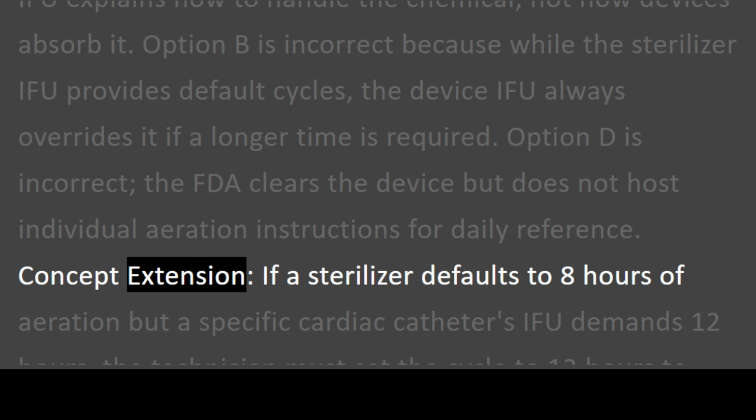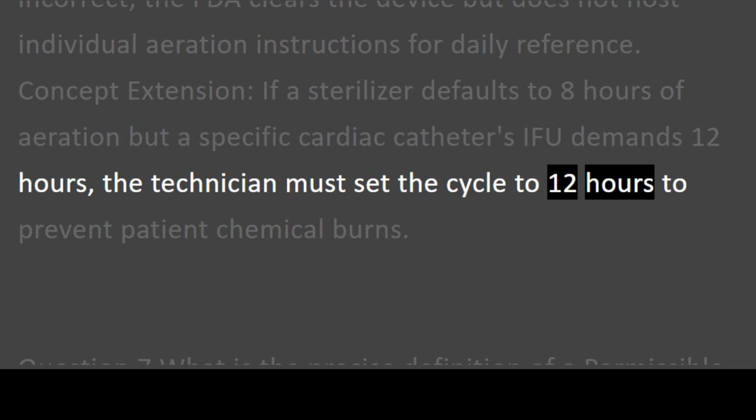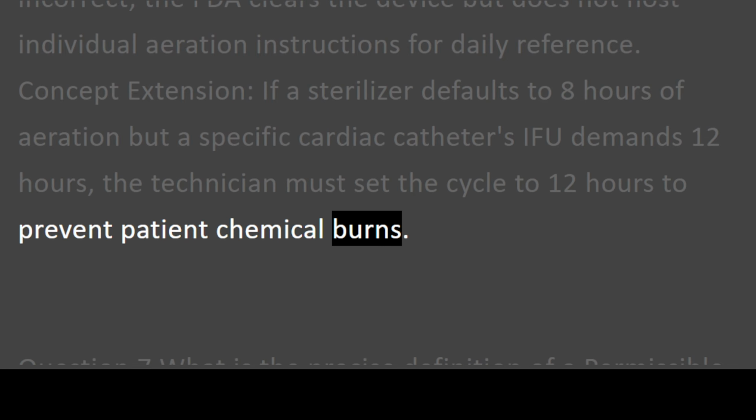Concept extension. If a sterilizer defaults to 8 hours of aeration but a specific cardiac catheter's IFU demands 12 hours, the technician must set the cycle to 12 hours to prevent patient chemical burns.